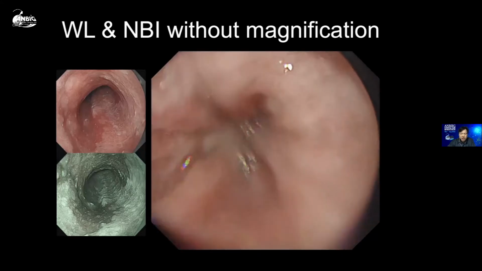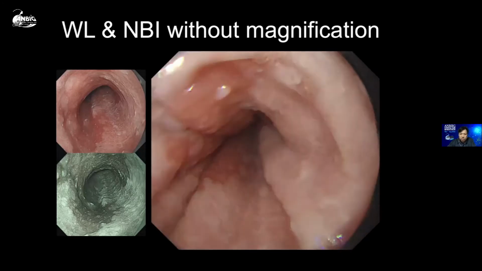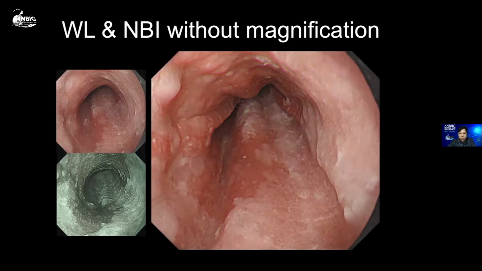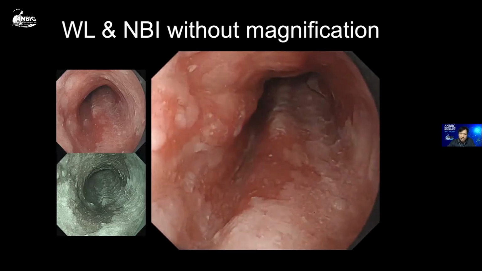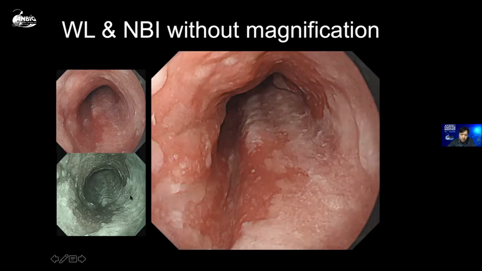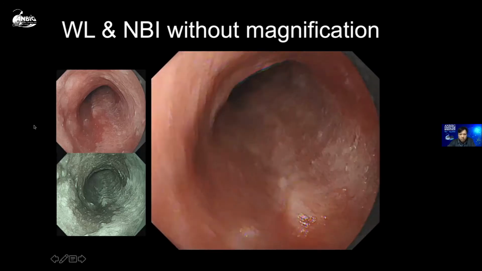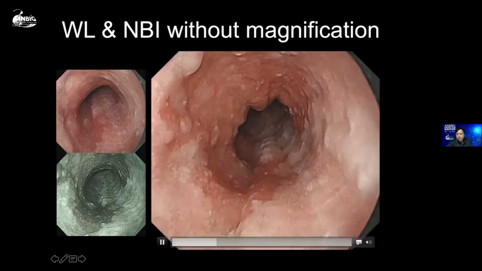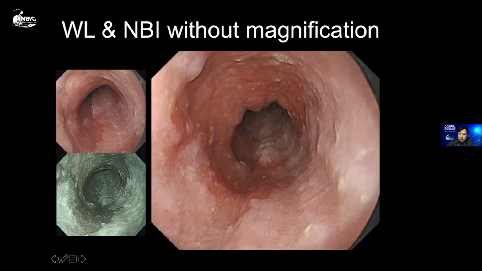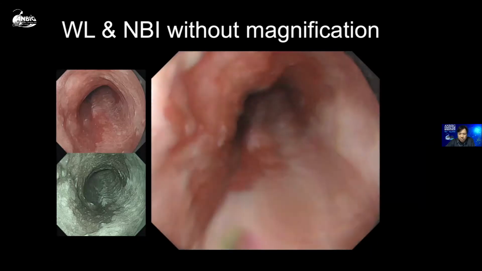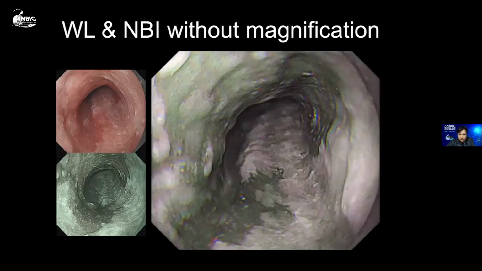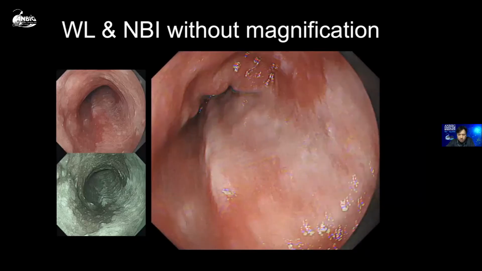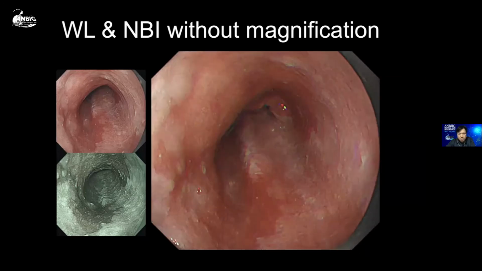Here is the video of the endoscopy using white light image and NBI without magnification. I put the key picture of the lesion over the left side. You could see after switching to NBI, the lesion becomes brownish, and there are some enlarged IPCL within the brownish area.